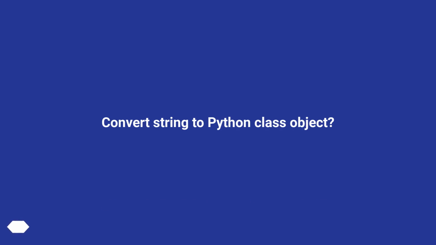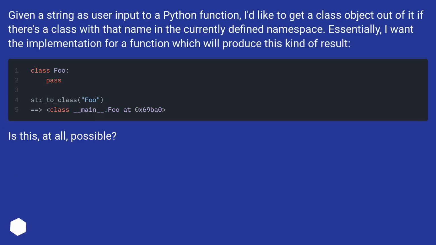Convert string to Python class object. Given a string as user input to a Python function, I'd like to get a class object out of it if there's a class with that name in the currently defined namespace. Essentially, I want the implementation for a function which will produce this kind of result. Is this, at all, possible?